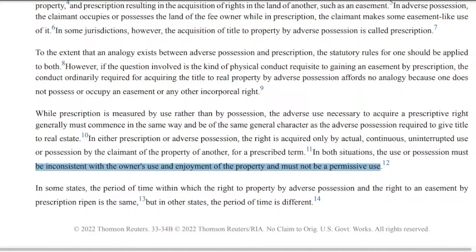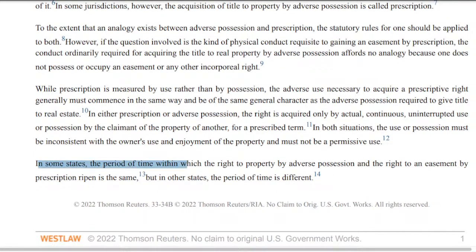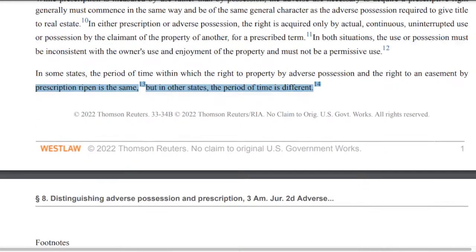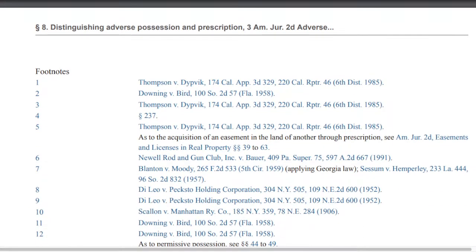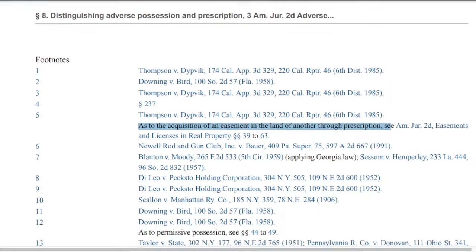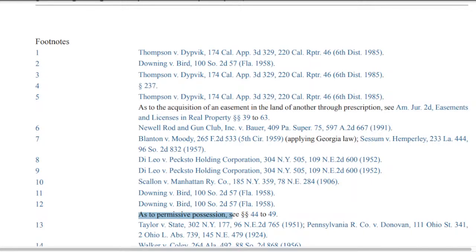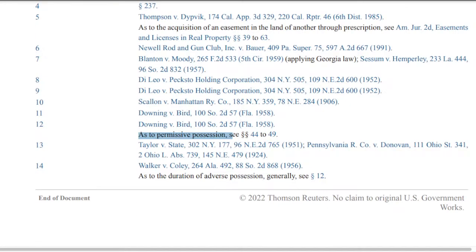So let's continue here. In some states, a period of time within which the right to property by adverse possession and the right to an easement by prescription ripen is the same, but in other states, the period of time is different. So there you go. And this goes to acquisition of an easement in the land of another through prescription, and that's under easements. We could go over this too at another time. Permissive possession, 1958, wow, in Florida. And as to the duration of adverse possession generally, see Section 12. We'll be there very shortly.